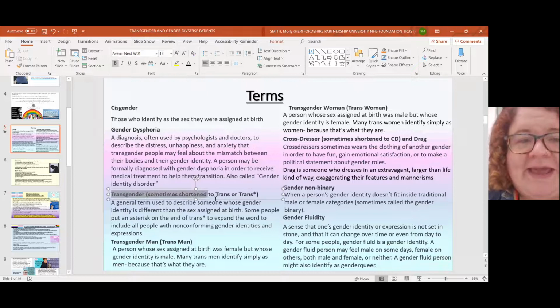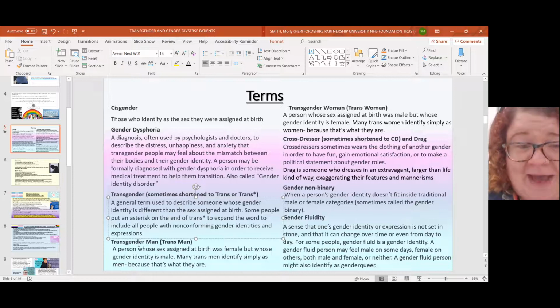What does the word transgender mean? Sometimes it's shortened to trans. This is a term used to describe someone whose gender identity is different to the sex that was assigned to them at birth. So for example, if you were born with a penis and assigned male when you were born, but you personally identify as female, that may be someone who would come under this term, transgender. Some people put trans with an asterisk, which is just to expand the word to include all people with non-conforming gender identities and expressions. So we'll come on to that in a moment.